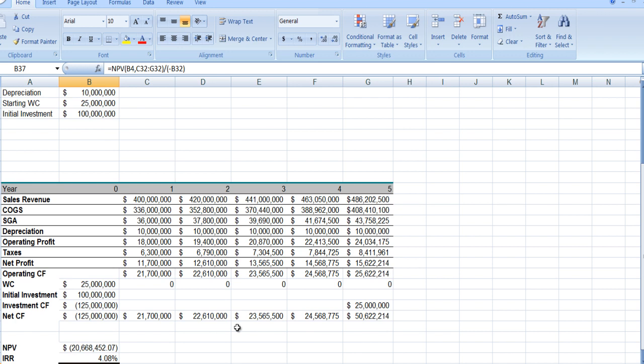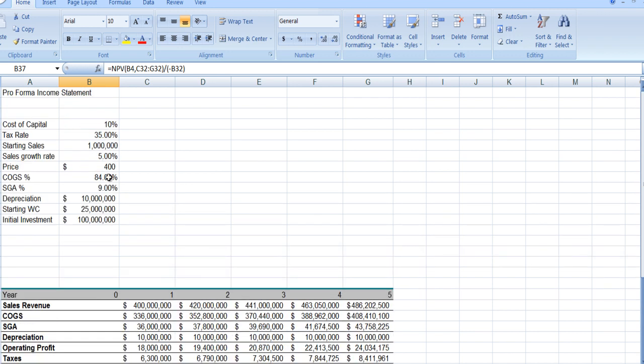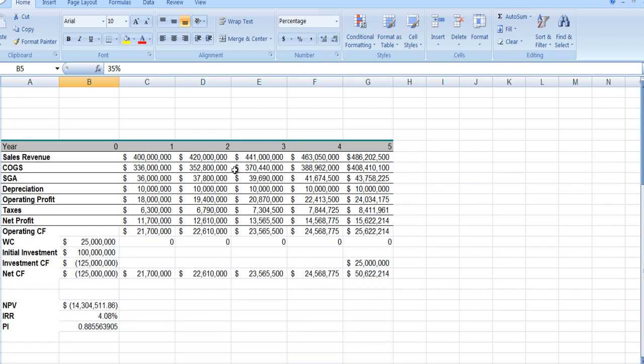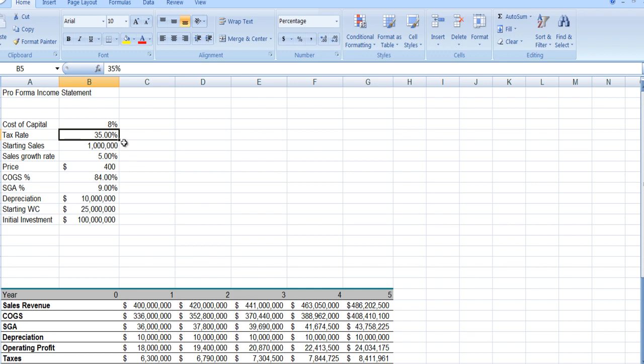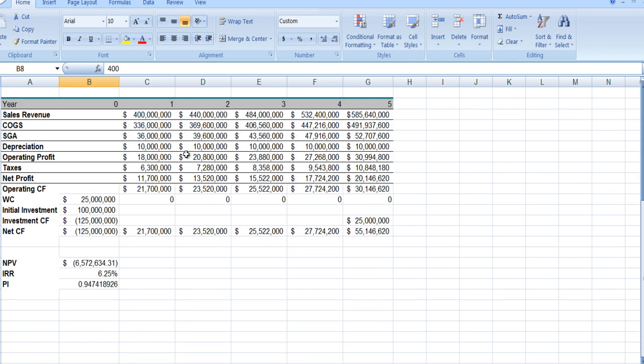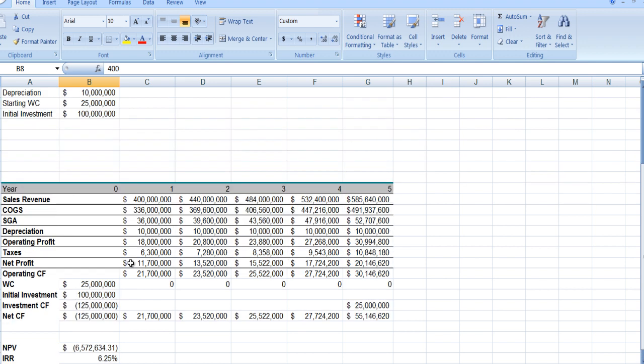But what can we do? Because we've put all these variables in, we can tweak some of these numbers. For example, what if the cost of capital went down to 8%? What would happen? Still pretty negative, 14 million, okay, not very good. Okay, what would happen here if perhaps sales grew at 10%? How does that work out? Okay, still negative, it's a little bit better.